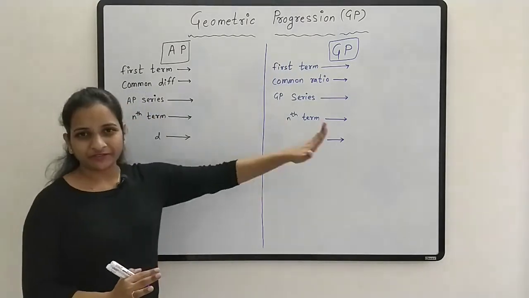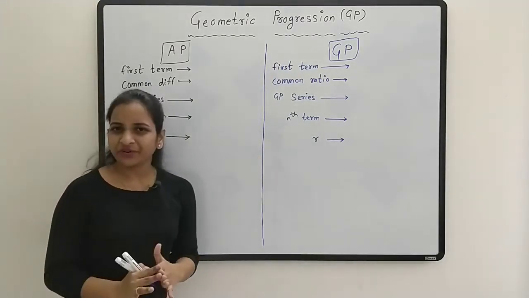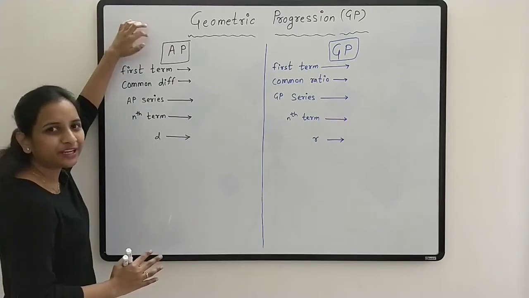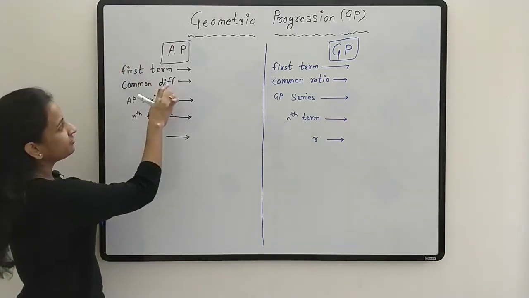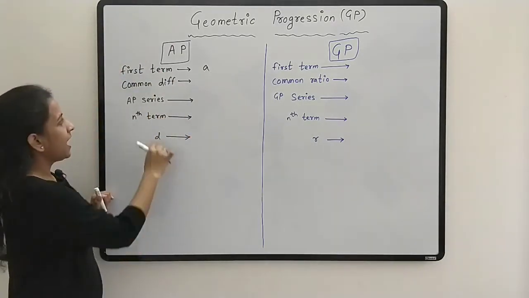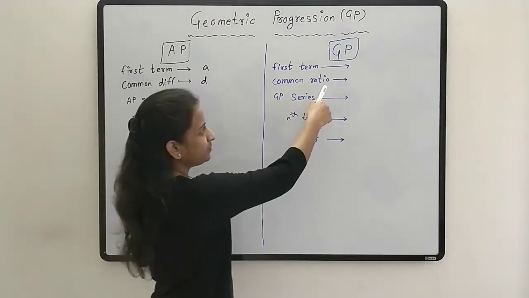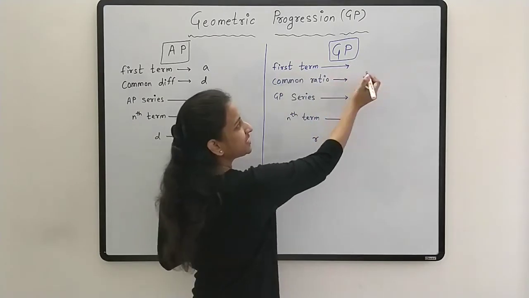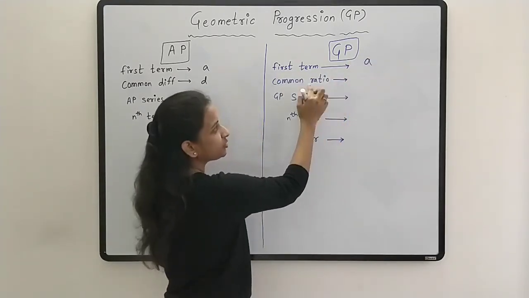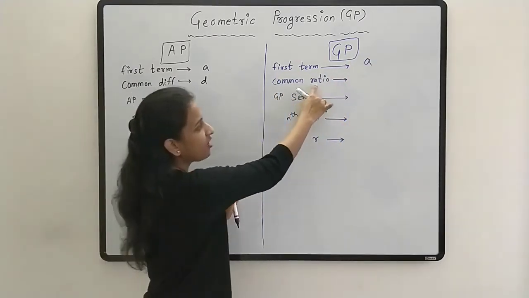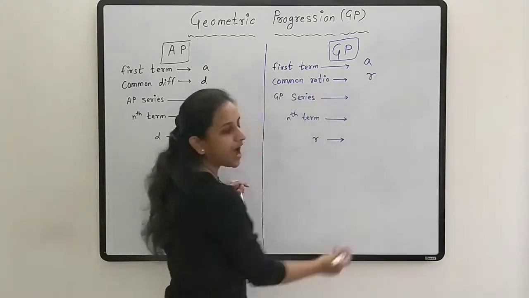Now let's see the difference between arithmetic progression, AP series, and geometric progression, GP series, so that there won't be confusion between these two series. In my previous video, we have already seen arithmetic progression. In arithmetic progression, the first term is denoted by A and the common difference is denoted by D. In GP series, geometric progression, the first term is A and the common ratio. Instead of common difference, here we have common ratio and it is denoted by R.